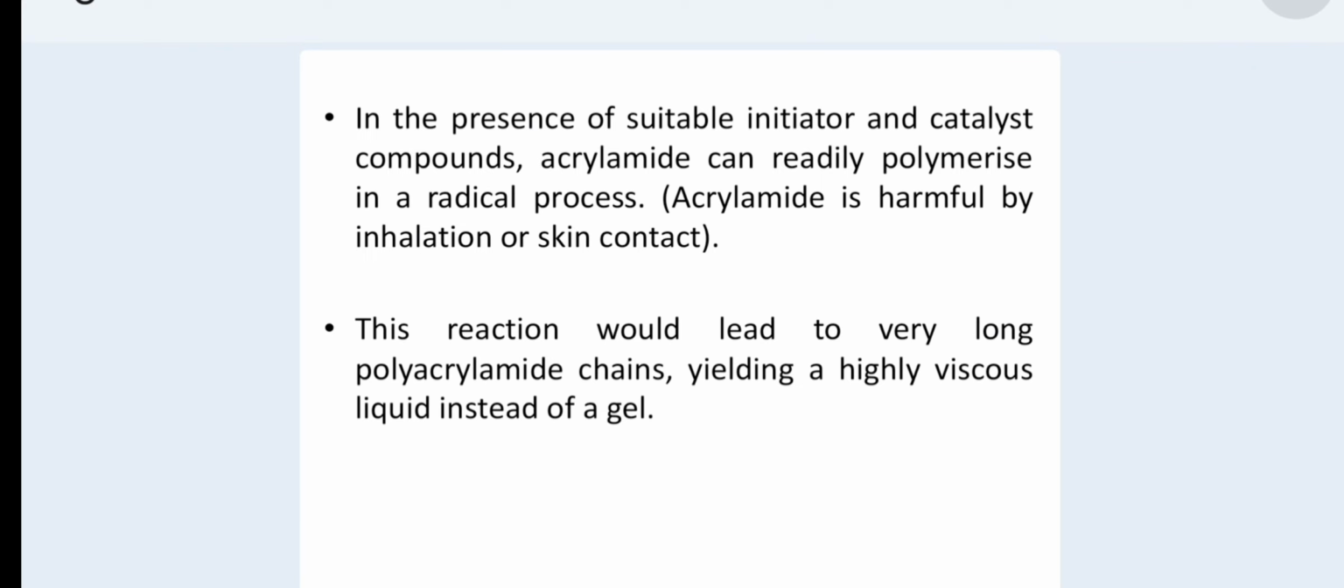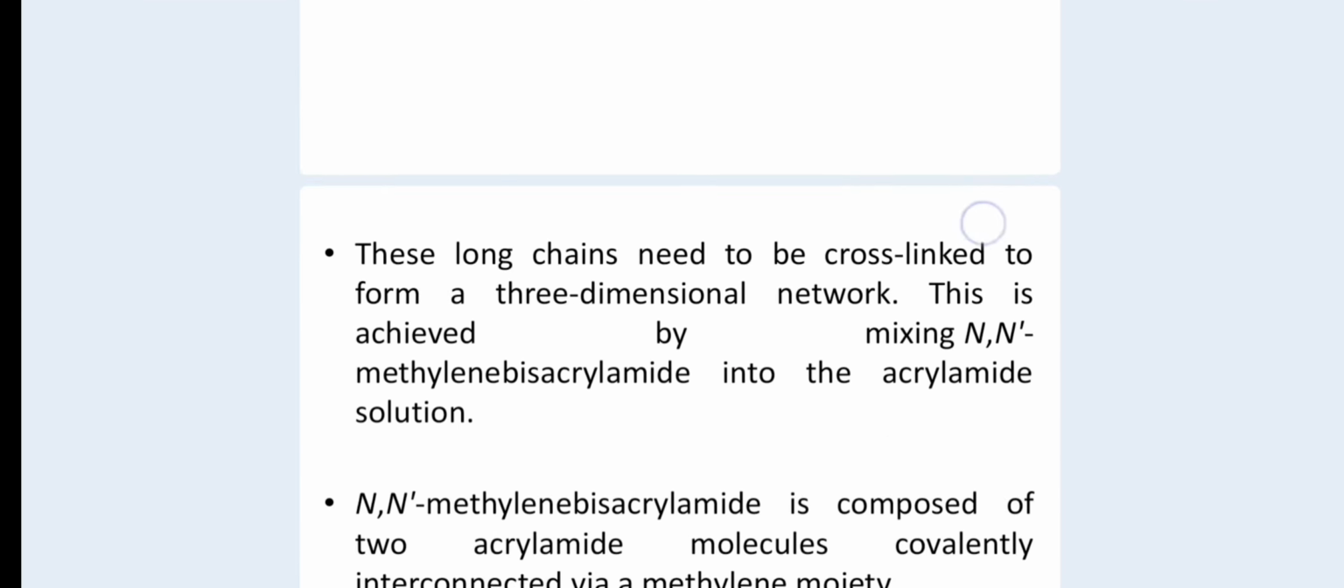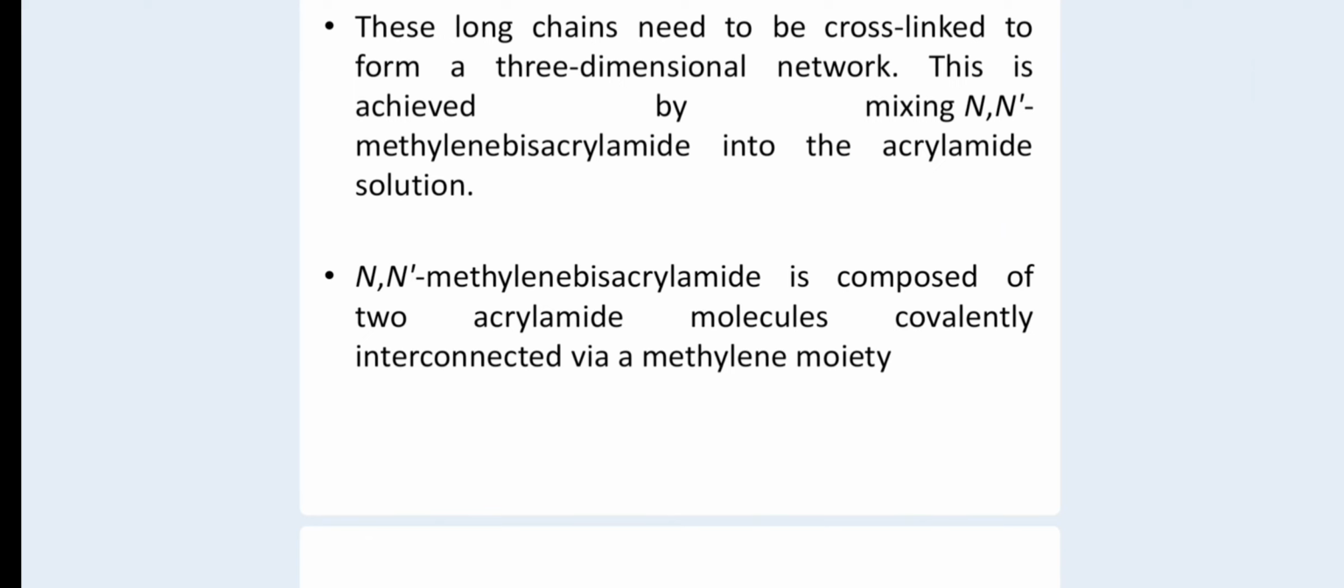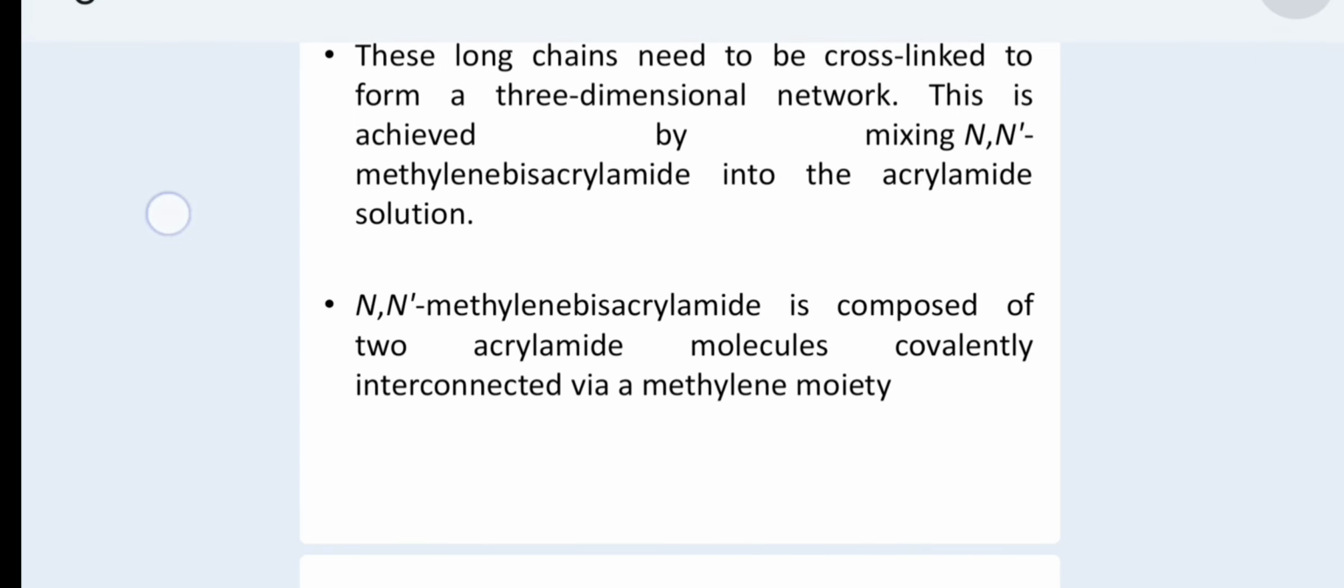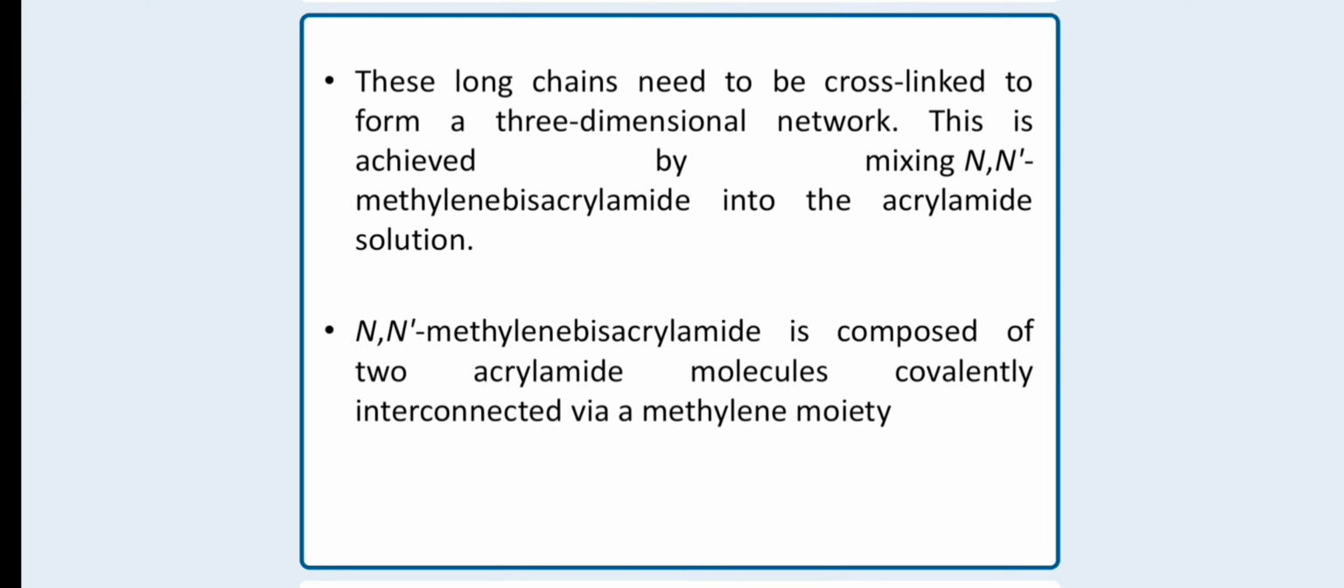In the presence of suitable initiator and catalyst compounds, acrylamide can readily polymerize in a radical process. We know that acrylamide is harmful by inhalation or direct skin contact. This reaction would lead to very long polyacrylamide chains, yielding a highly viscous liquid instead of a gel. These long chains need to be cross-linked to form a three-dimensional network. This is achieved by mixing N,N'-methylene bisacrylamide into the acrylamide solution.